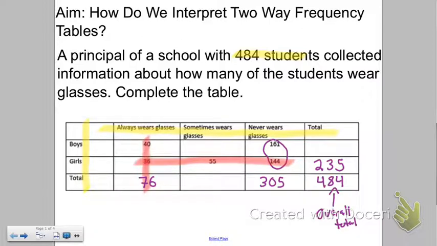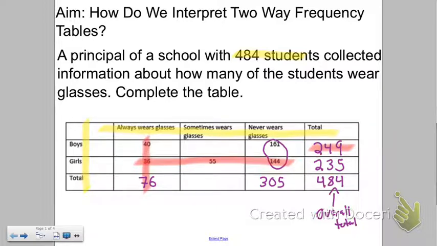Now the rest is just like solving an equation. I have a blank space here. I have a total of 484. I have 235 total girls. So to find my total for the boys, I can just subtract those numbers and have 249.